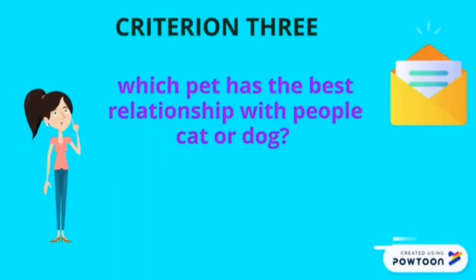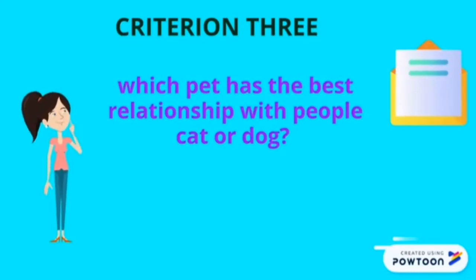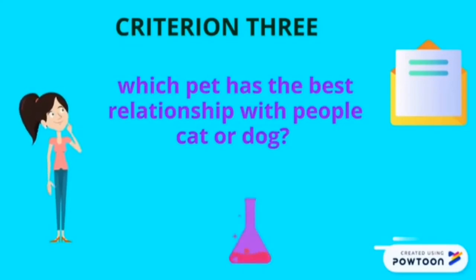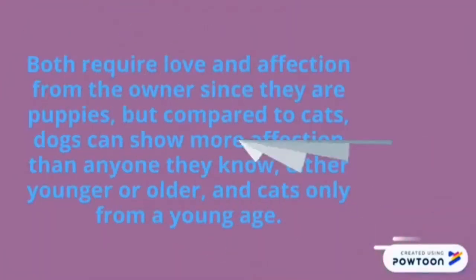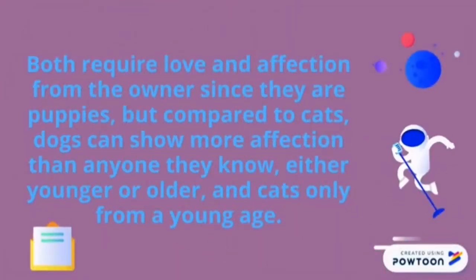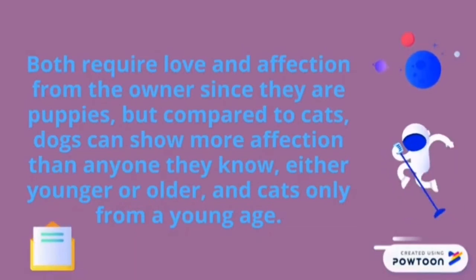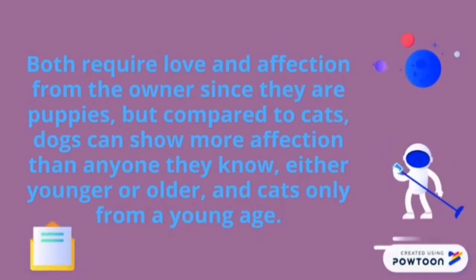We already mentioned criterion number 1 and number 2. In number 1, we mentioned the kind of food that dogs and cats like. In number 2, we mentioned why cats and dogs are the same. In number 3, we have which pet has the best relationship with people, cats or dogs. For example, both pets require love and affection from the owner since they are puppies, but compared to cats, dogs can show more affection than anyone. They know people either younger or older, and cats only from a young age.